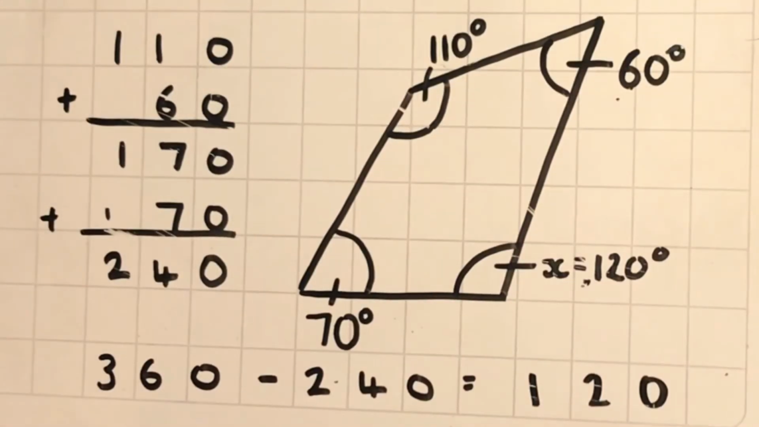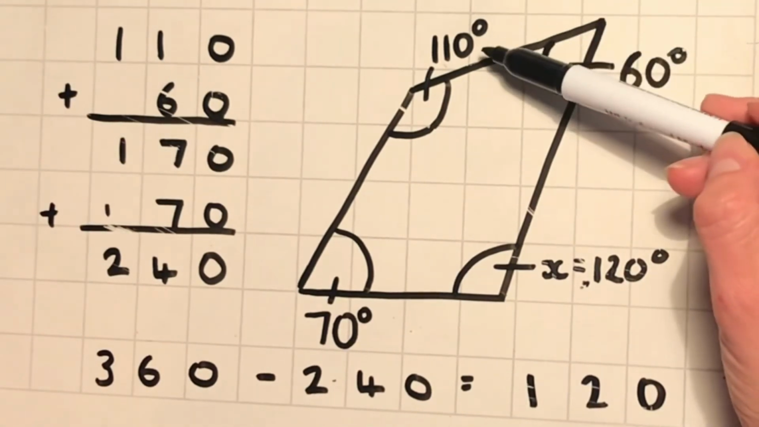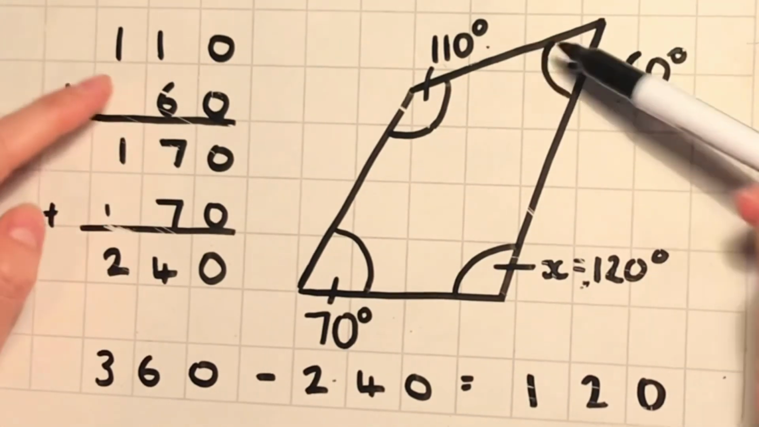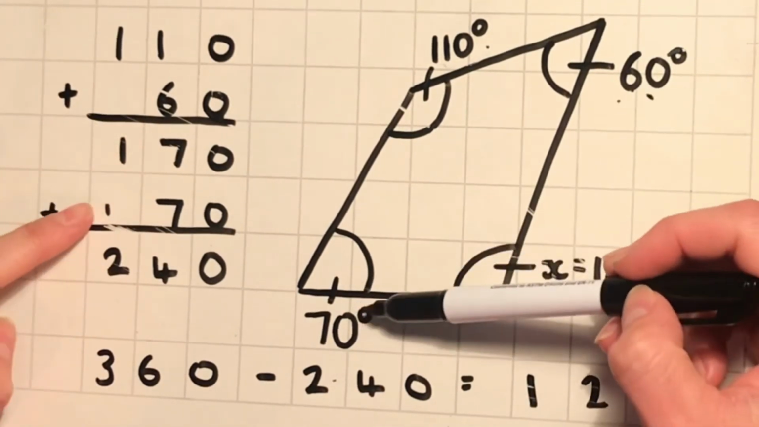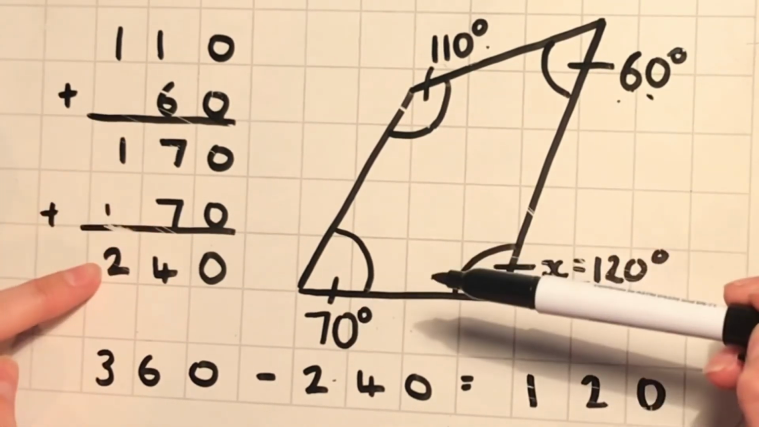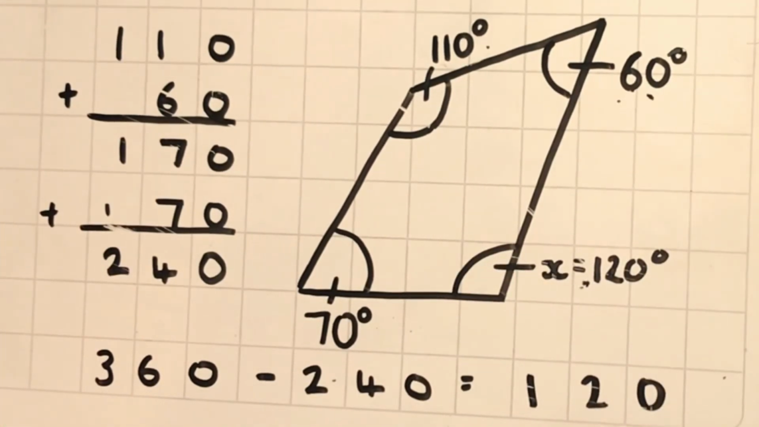Quick recap of the steps to find the missing angle in a quadrilateral. Remember, a quadrilateral is a four-sided shape, okay, and all the angles add up to 360 degrees. So step 1 is to add together the three angles that you already know. So we've got 110 plus 60, and then we've got the total of that. Then added on our 70 to give us 240, and then you take that away from 360.